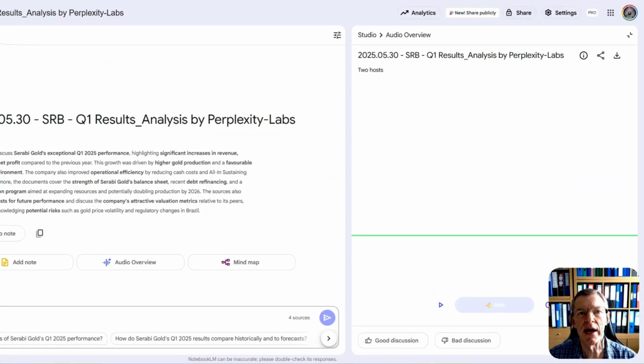And yesterday, we had the Q1 results for Serabi Gold, and that's a company that we've been following on DIY Investors. So there seems some logic in using that as a case study. And this use case for a deep dive on analysis of a recent set of results in the context of the historical results and the forecasts for a company is something that's going to be incredibly useful for us as DIY investors. Without any more ado, I'm going to play a podcast that I've created on Notebook LM.